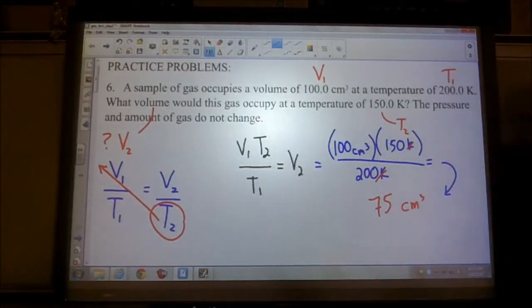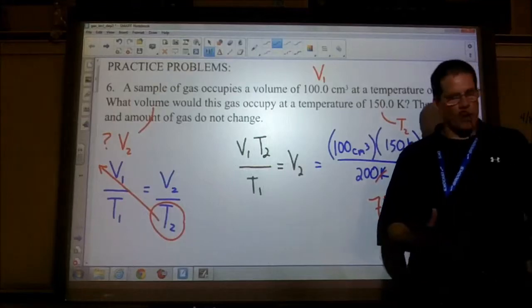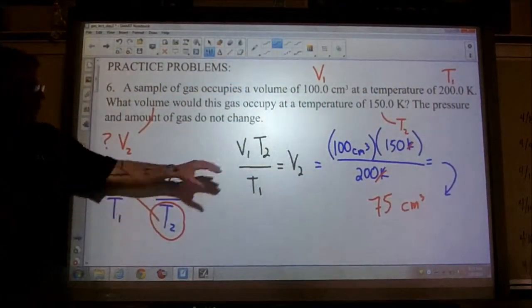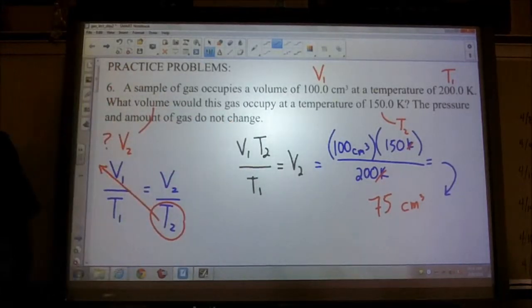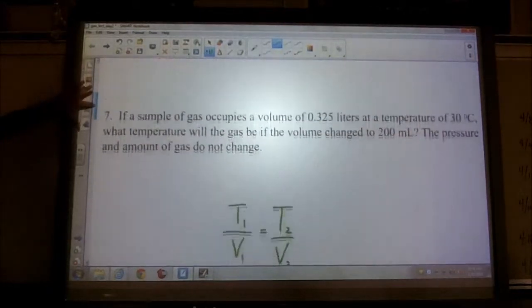So really, when looking at a question like this, first of all, identify your variables in the problem, just write it above, and then rearrange the variables, plug it in, piece of cake. Yeah, it is. So let's look at the next practice problem.